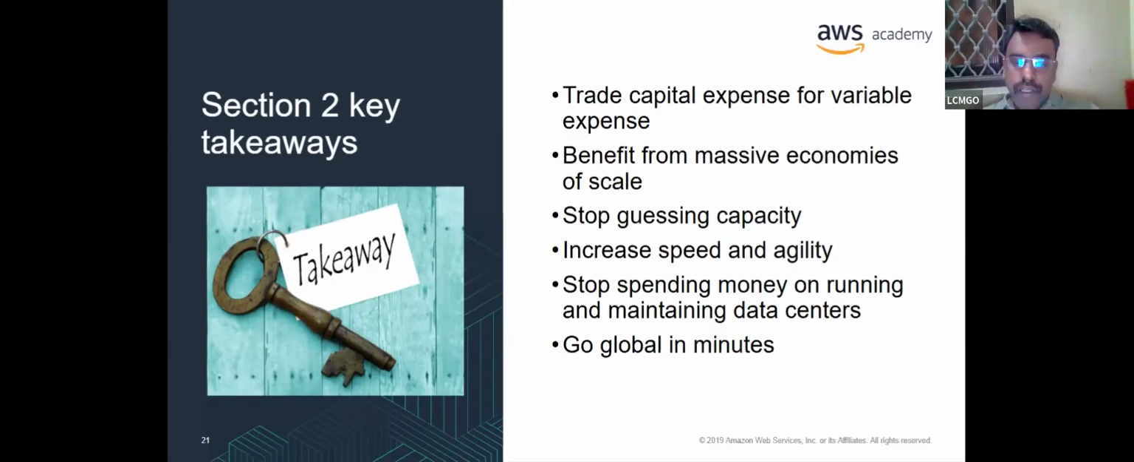Next one, on demand. I already told you about on demand. On demand means you are going to pay for what you use. So, pay as you go. Next one, cost effective. AWS is always cost effective. Next main thing, global access. I can have access globally.